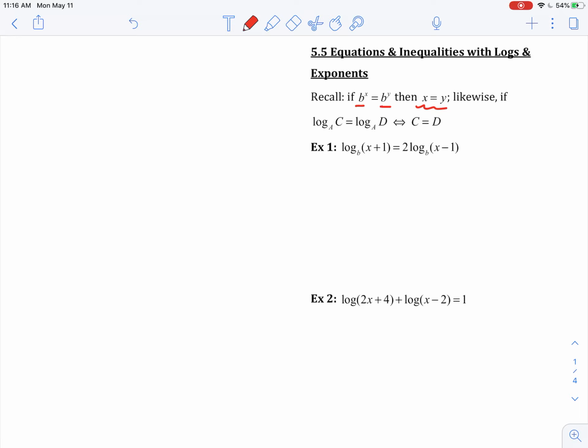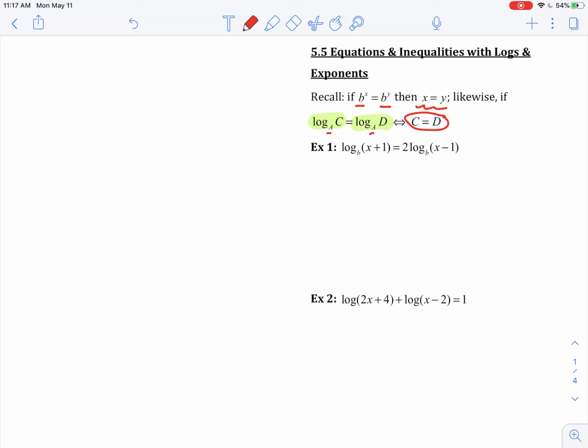Same idea would be true with our log expressions. If we have two log quantities that are equal to each other, and both of those log quantities have the exact same base, then that quantity C would have to equal that quantity D. So those will come in handy as we are going through and solving some of our equations here. So let's start with number one.